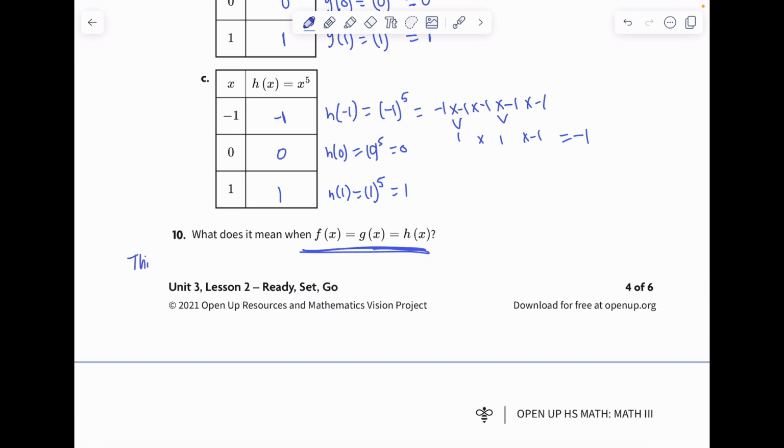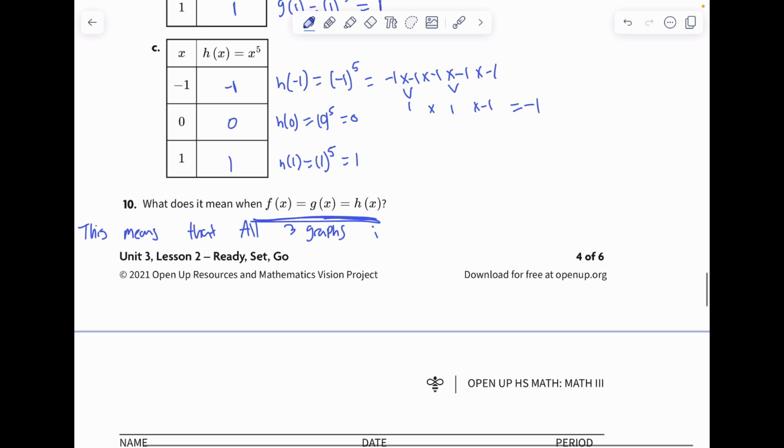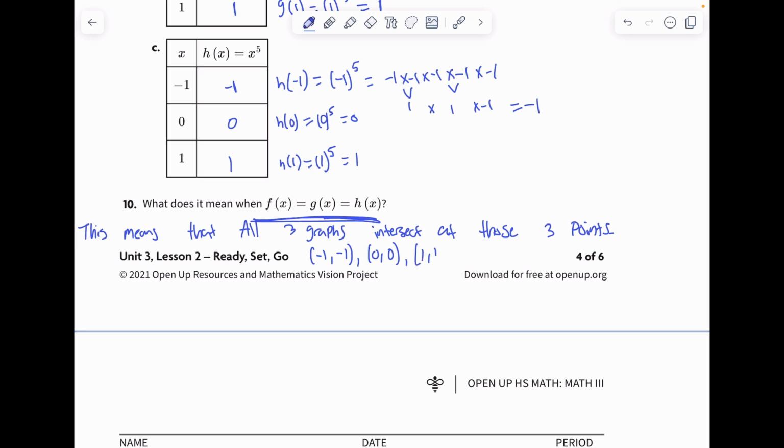So this means that all 3 graphs intersect at those 3 points. And what are the points? So -1, comma -1, 0, comma 0, and 1, comma 1. Okay, so that's important to note.